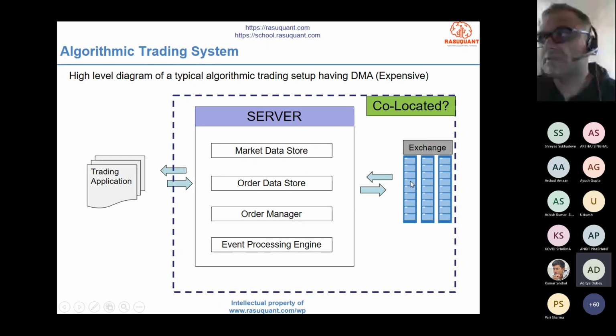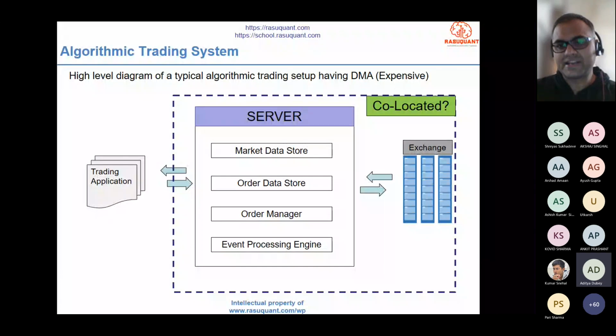Mostly trading happens on an exchange. This is changing now, but in India, if you want to trade stocks, it will have to go through either the National Stock Exchange or the Bombay Stock Exchange. If you're trading derivatives, there are other exchanges, right? So all trading happens through an exchange, and you need to have a way to interact with the exchange.